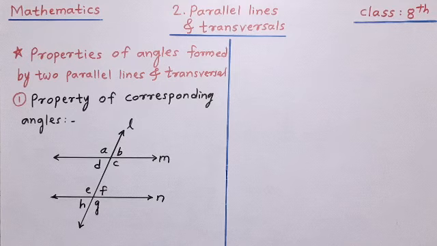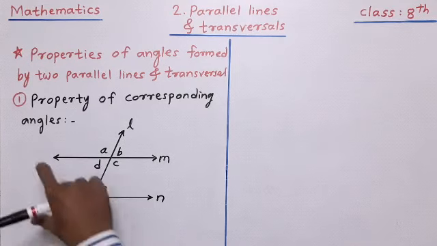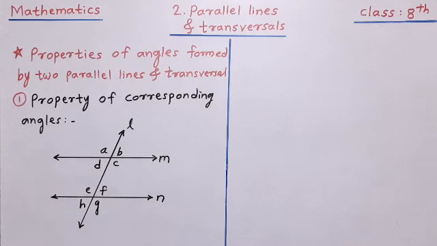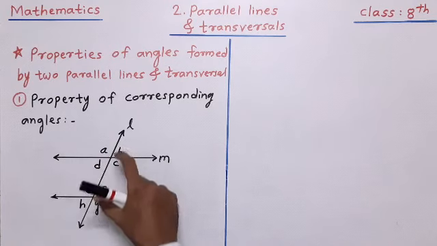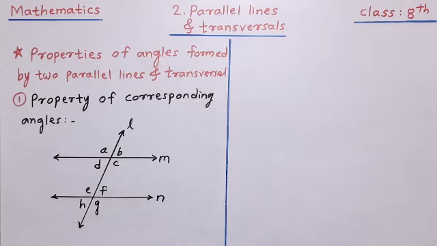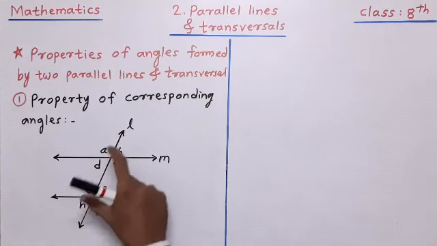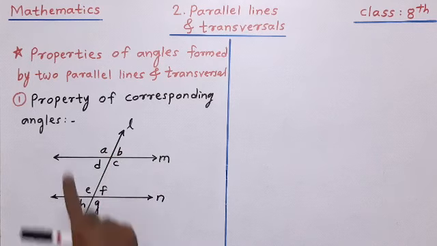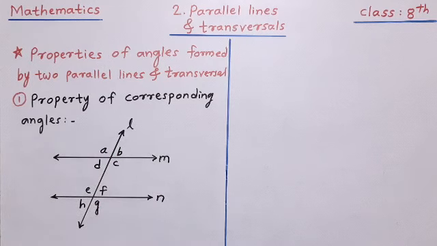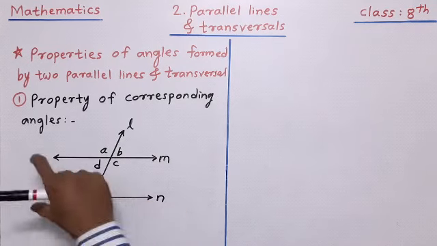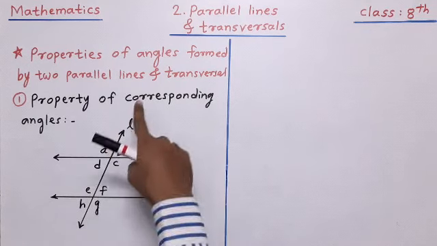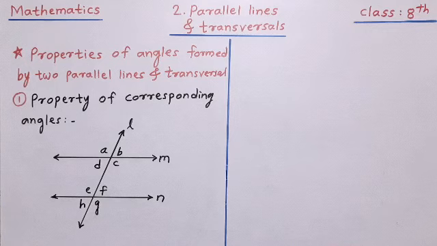Means what? If there is a transversal of two parallel lines, in all a total of 8 angles are formed. And we learned that 4 pairs of corresponding angles are formed out of these 8 angles. And all these corresponding angles are congruent with each other. That is the property of corresponding angles. The condition is that the two lines should be parallel and there should be one transversal.